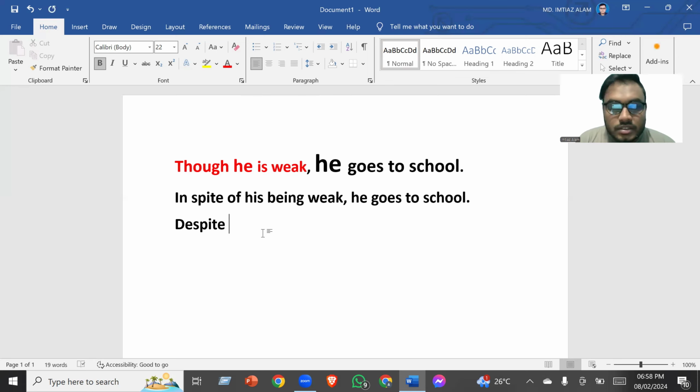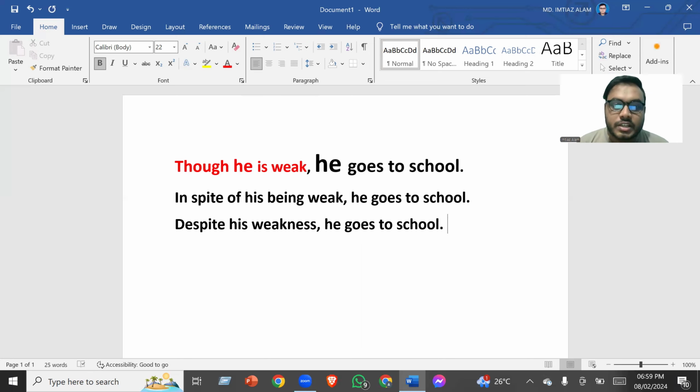Then again you have to make the subjective form as the possessive form. Now you don't need to transform that verb. Rather, you can convert the parts of speech, adjective as noun. So we have written despite, and after despite we have converted the subjective form into possessive form, and after that we will not use a verb, rather we will convert that adjective into noun. So it will be, despite his weakness he goes to school. So there are two ways. First of all, you have to alter though, and then you have to put in spite of or despite.